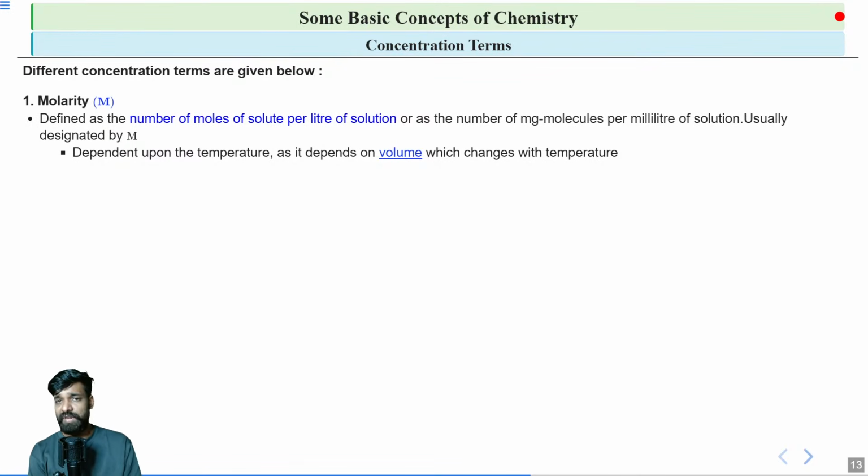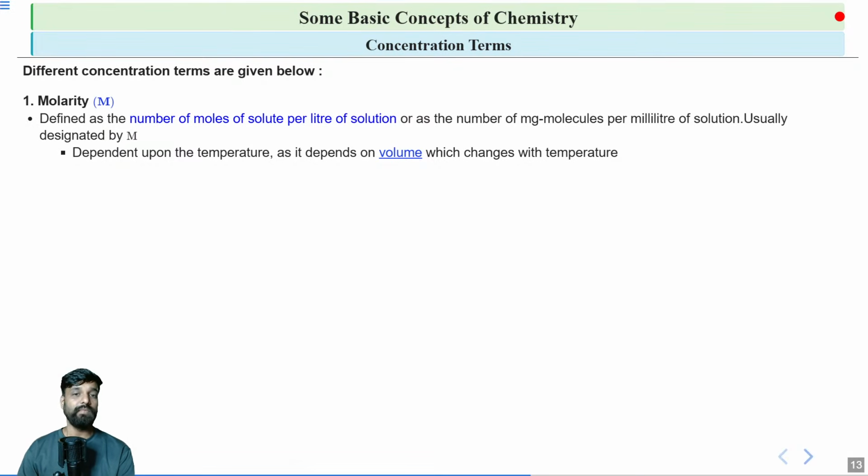Now the next formula which is often used is in terms of millimoles or milligram molecules. Don't get confused with milligram molecules. It is simply a different name for millimoles. So how do you calculate the molarity from millimoles and milliliter? It's very simple. It is the number of millimoles of solute present per milliliter of solution.